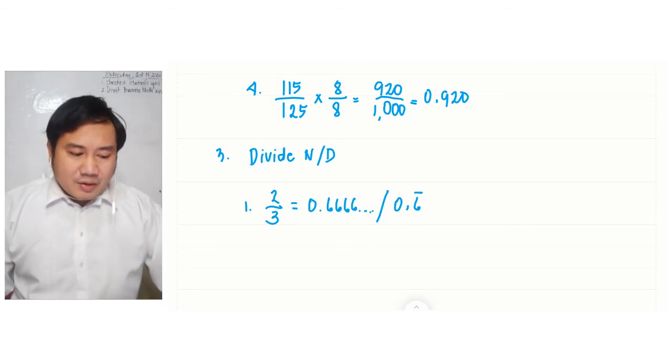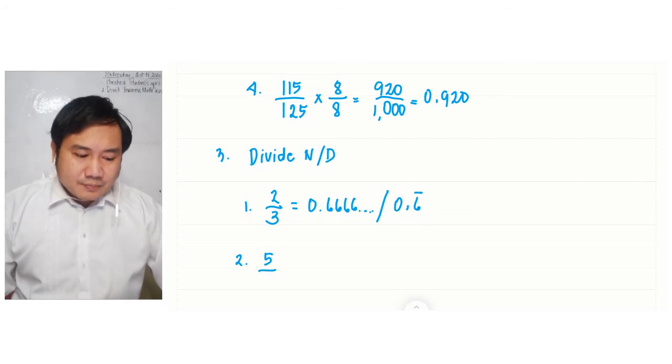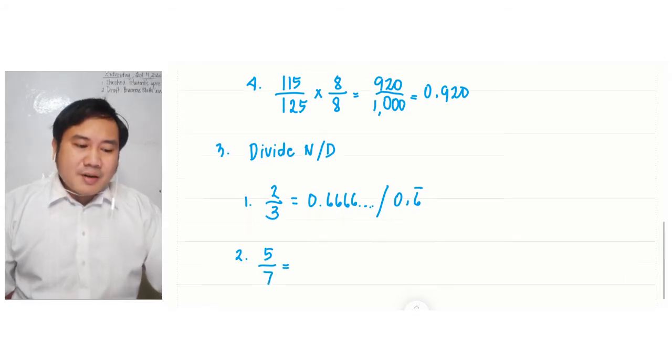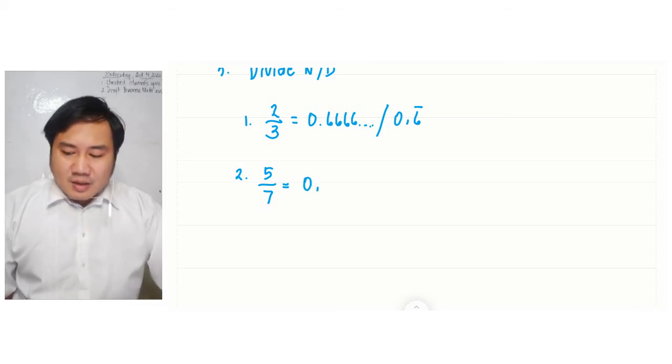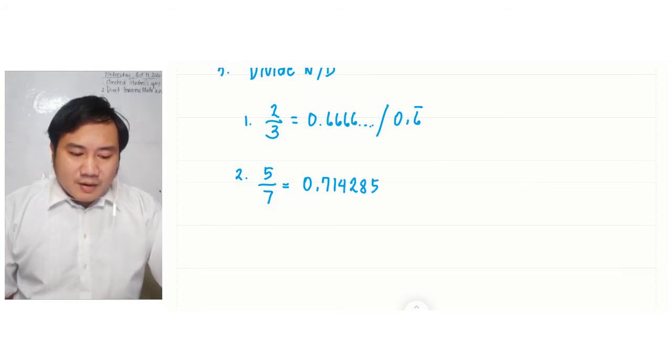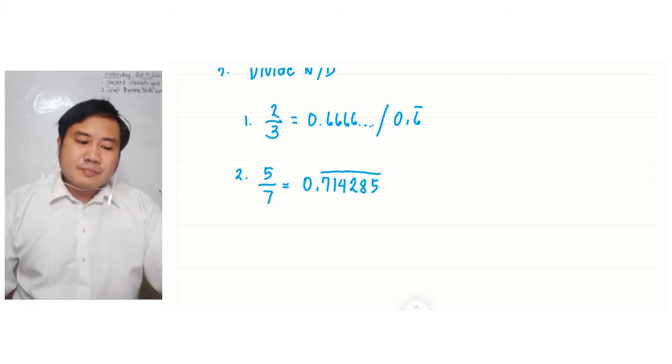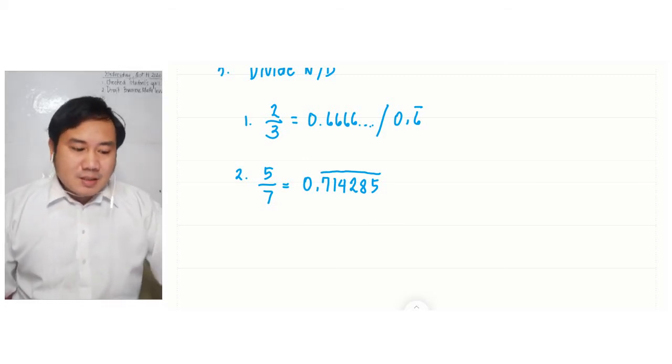Okay? Another, 5 over 7. You will never find a factor that can be multiplied to 7 para maging power of 10. So, all we can do to change this is to divide 5 by 7. And the result is 0.714285. It is also a repeating non-terminating decimal.